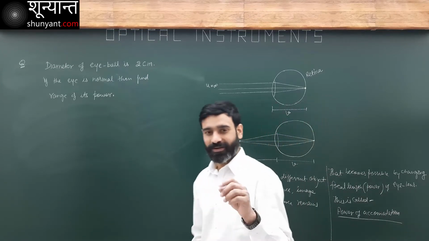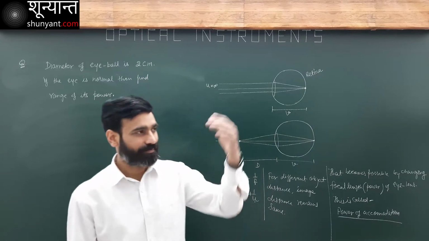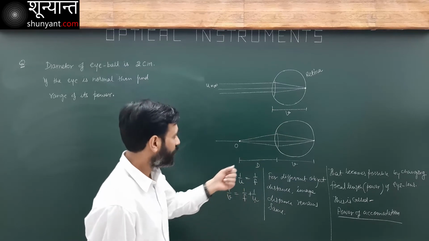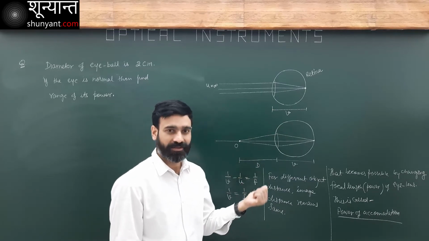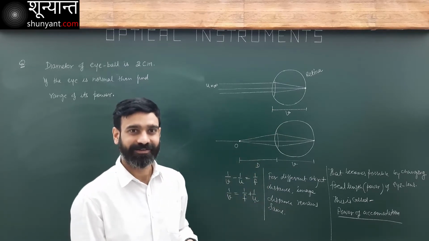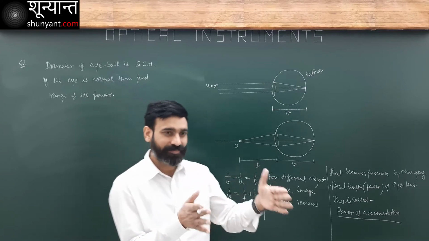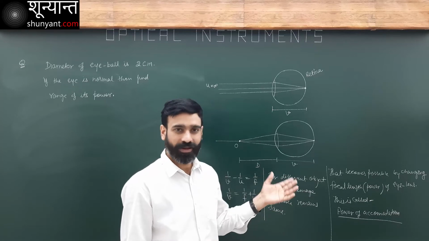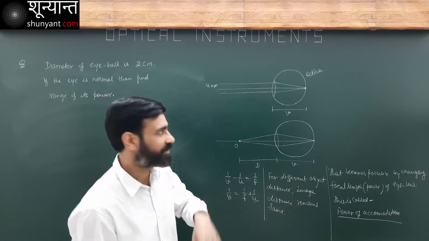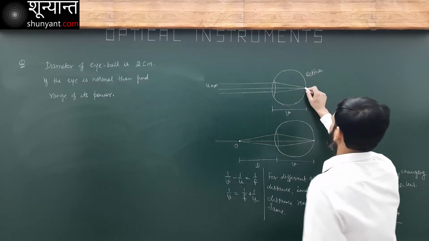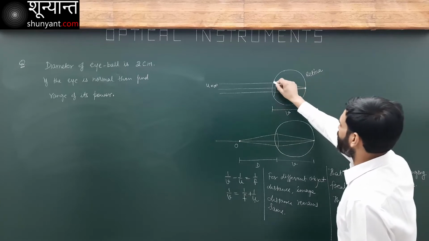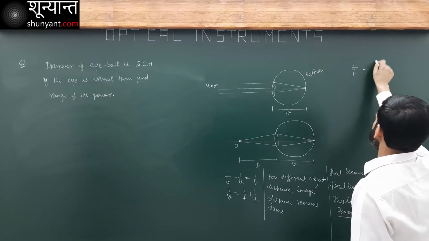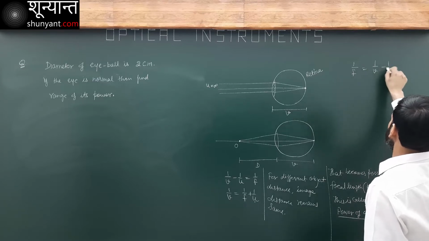You can see an object at infinity clearly. If the object is at D, 25 centimeter, then also you can see clearly. So in these two extreme cases, you find what focal length is required. You know the focal length, you know the power. Here, what is V? This is a convex lens, so I will write 1 over F is 1 over V minus 1 over U.